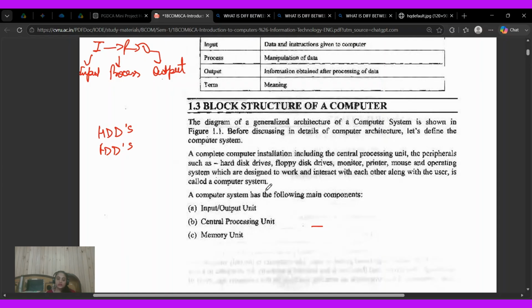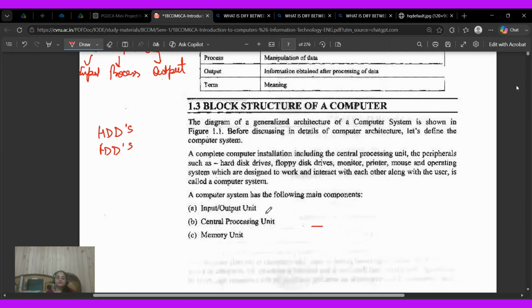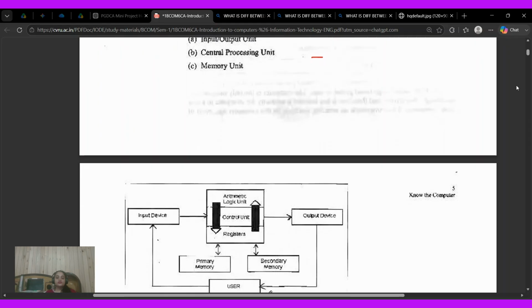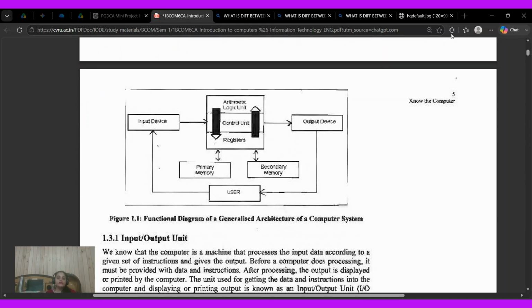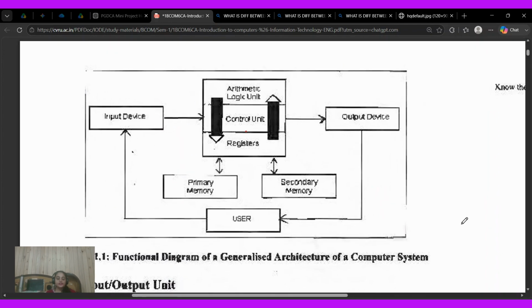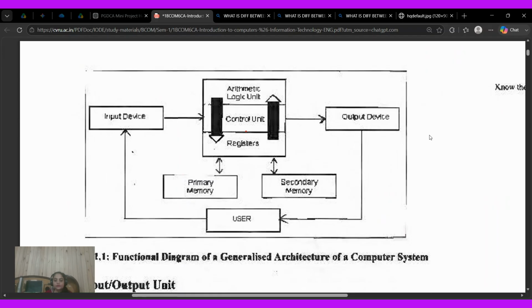Okay, let's start. Let's scroll down. Input unit, output unit, central processing unit, and the memory unit. So this is the main good diagram. Very important one. In PGDCA, this mostly comes in the question paper also to draw. In a simple way, if I have to draw it, let me tell you.